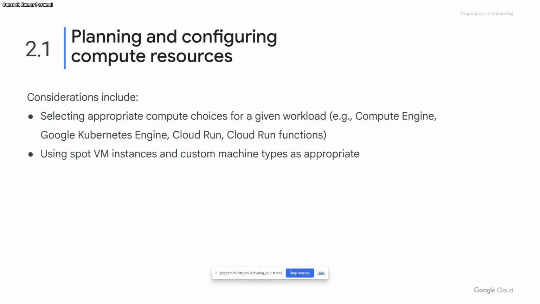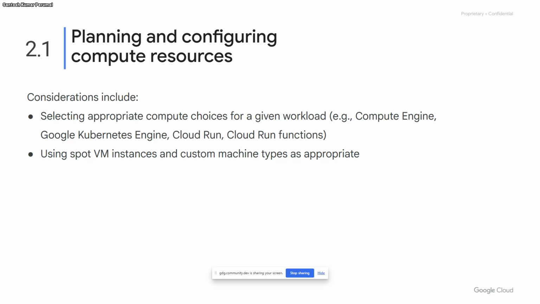So what we have here is planning and configuring compute resources. Considerations include selecting appropriate compute choices for a given workload, using spot VMs and custom machine types as appropriate. We saw a lot of compute options, right? We saw Compute Engine, GKE, Cloud Run function. These are some of the key compute options. There are many other compute options as well, like App Engine. What they're trying to say here is that it's very important to select the appropriate compute choice.